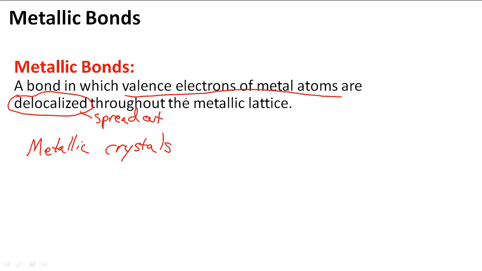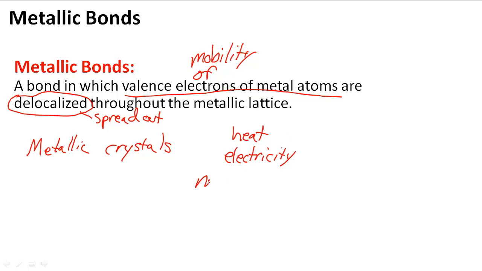The mobility of the valence electrons, so the ability for them to move around, so mobility is another word we can use to describe the valence electrons, helps make it a good conductor of heat and electricity, because now there's electrons floating around that help it transfer heat and electricity, and also gives a metal strength because now there are more valence electrons available for bonding with those metal atoms.